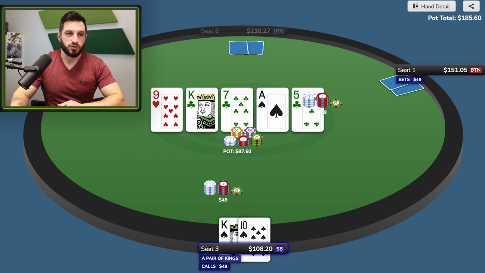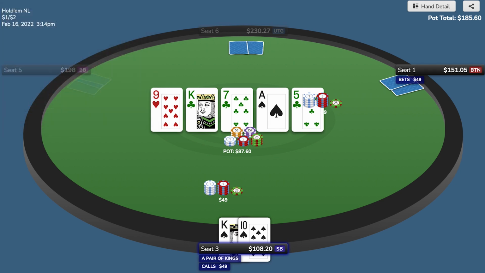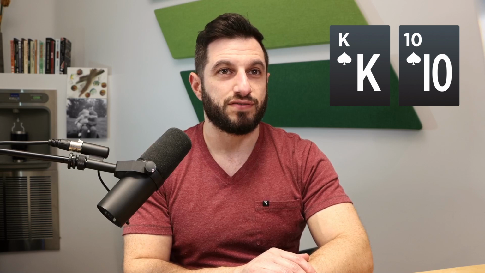So let's load up the solver. Let's see what it has to say about all these plays, and then I'll talk about where I might play a little bit differently. All right, so starting with the 3-bet, which is standard, we can move on to the flop. So flop of king 9-7, two-tone.